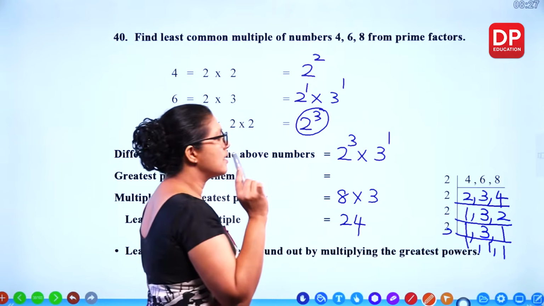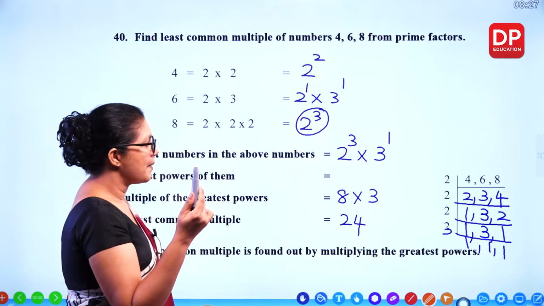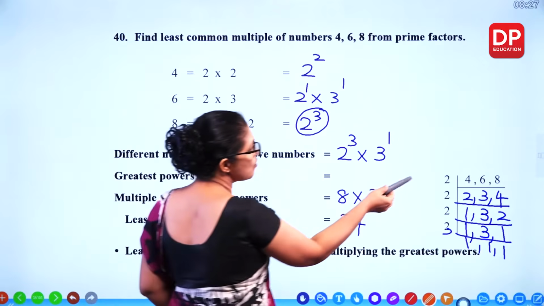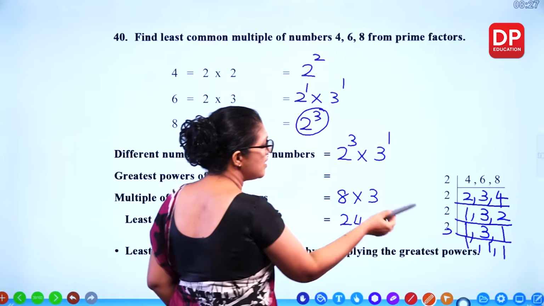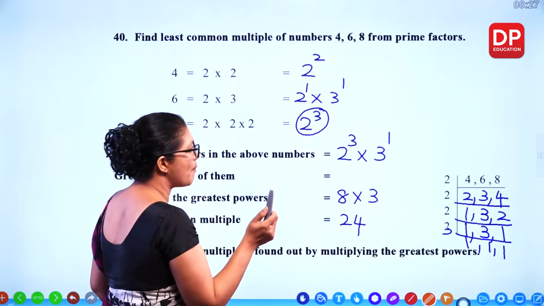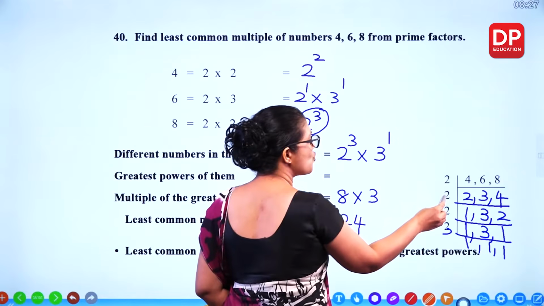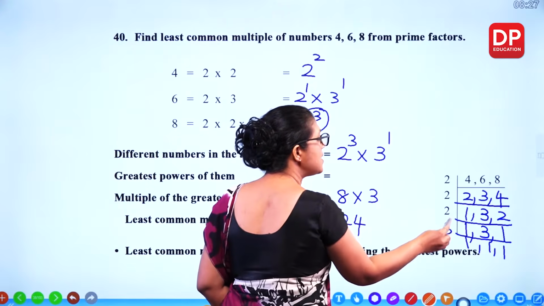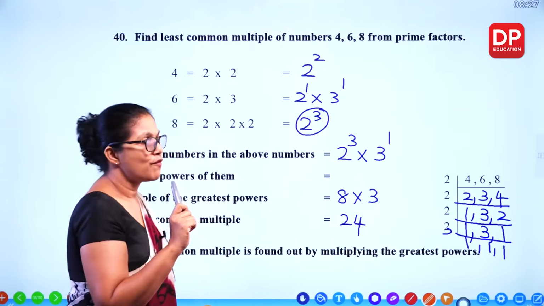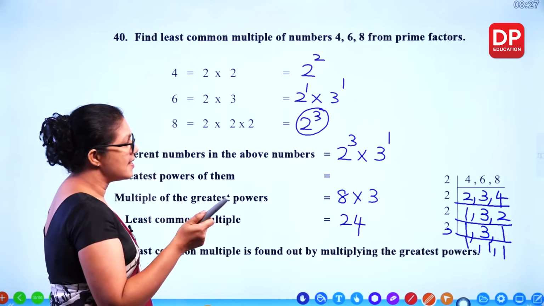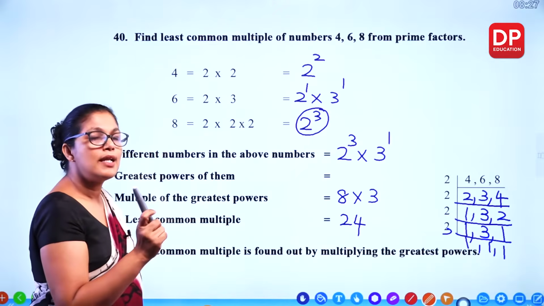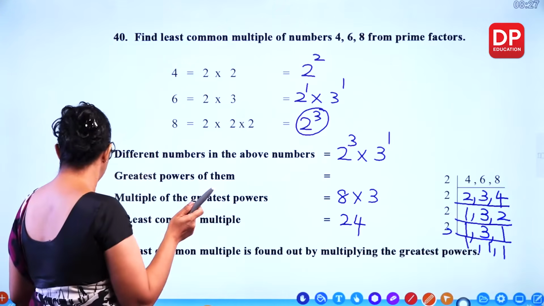Till you get ones, you can divide. So from this also you can find out the lowest common multiple. So 2 times 2, 4, 4 times 2, 8, 8 times 3, 24. So that way is easier to find out the lowest common multiple.